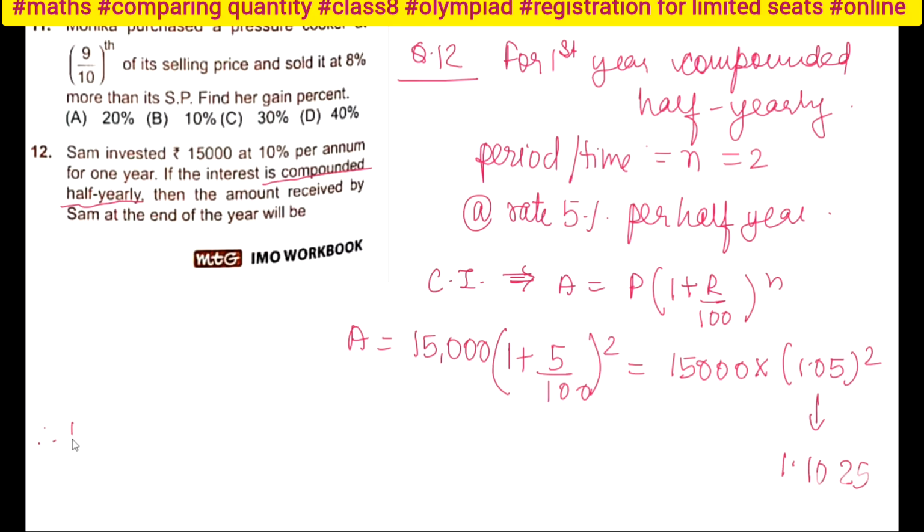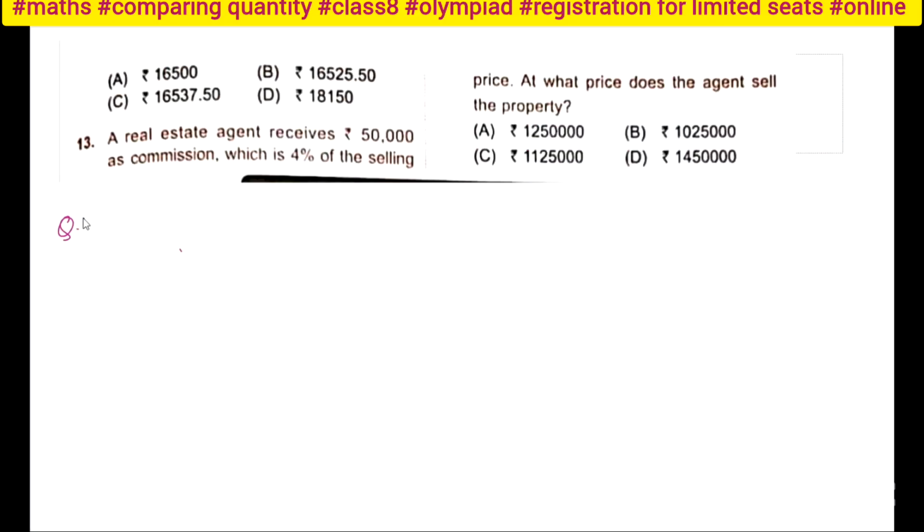So finally, the A value will be 15,000 into 1.1025. It becomes nothing but 3 zeros, so 1, 2, 3 zeros, and then I will multiply. So I get 16,537.50 rupees.